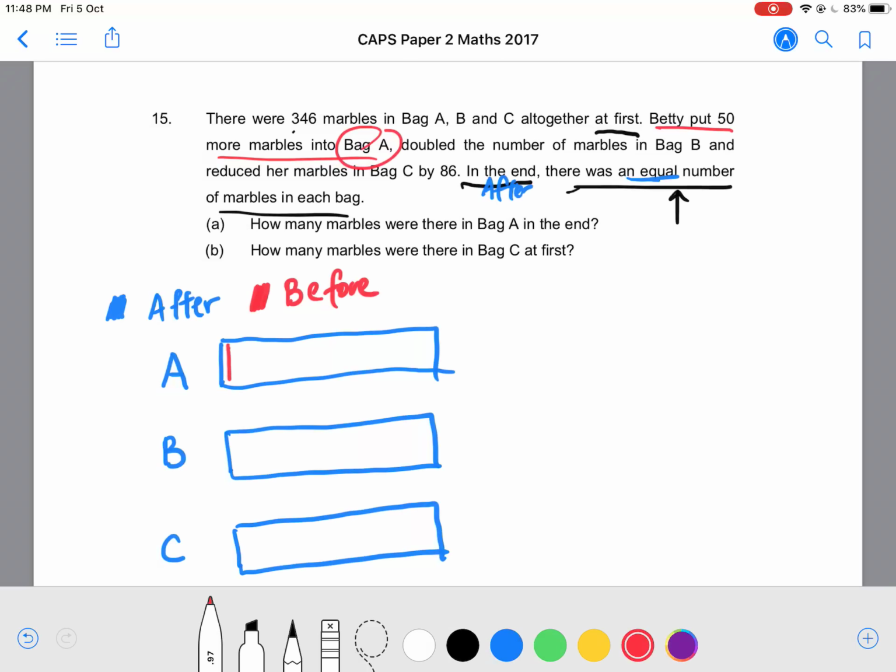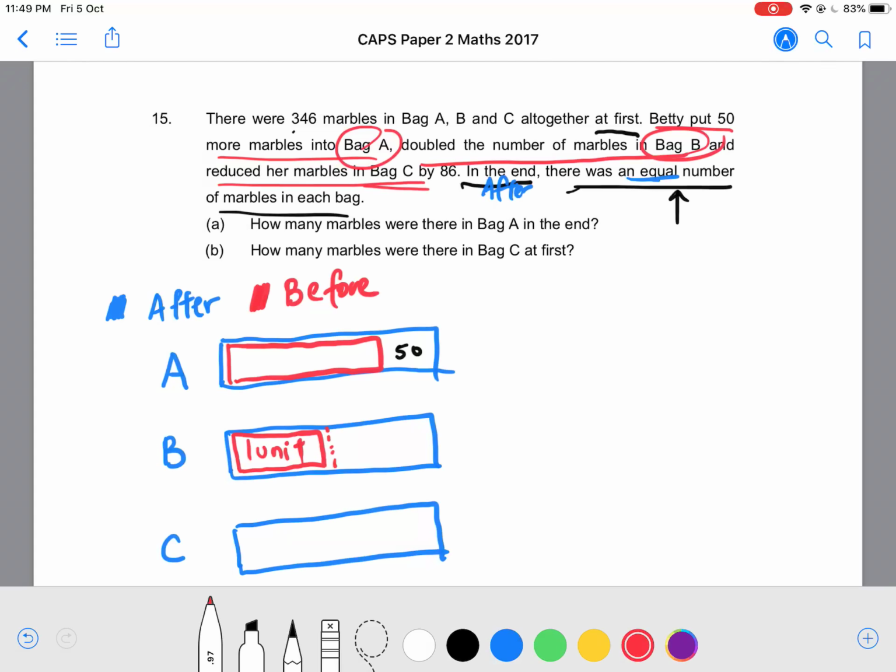So that means before that, there were actually 50 fewer. Am I right to say that? There were actually 50 fewer. The original before was shorter by 50. Now you doubled the number in B. So that means originally for B, there was only 1 unit here. Originally there was less, it was half of it. Now it was double. The blue one is after.